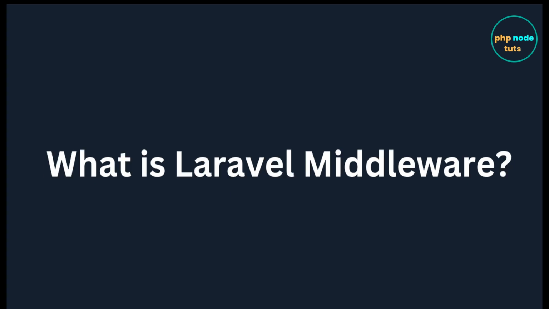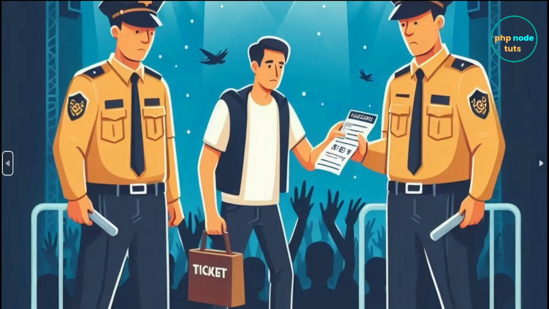First, let's understand what middleware is in Laravel. Let me give you a real-world example. Imagine you're organizing a concert, and there's a security team at the entrance. Their job is to ensure that only people with valid tickets can enter. When someone arrives, the security team checks their ticket. If it's valid, they let them in; if not, they turn them away.